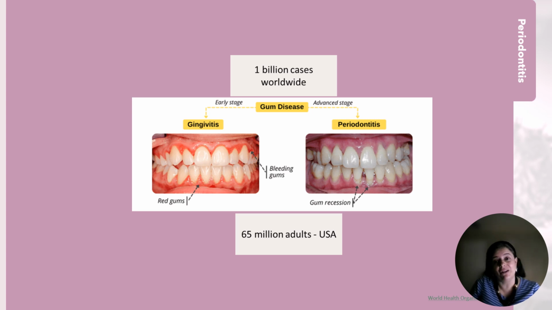This is also a toll on the government, because this is a type of disease that would affect other systemic diseases in an individual. So targeting and understanding different ways that could help in improving the health of patients who are already developing periodontitis is relevant.